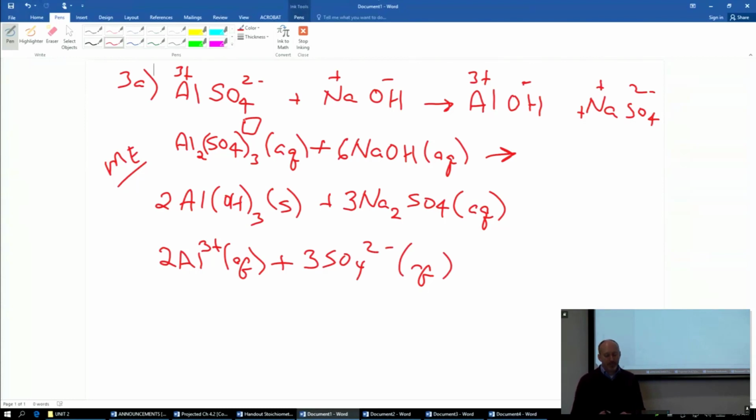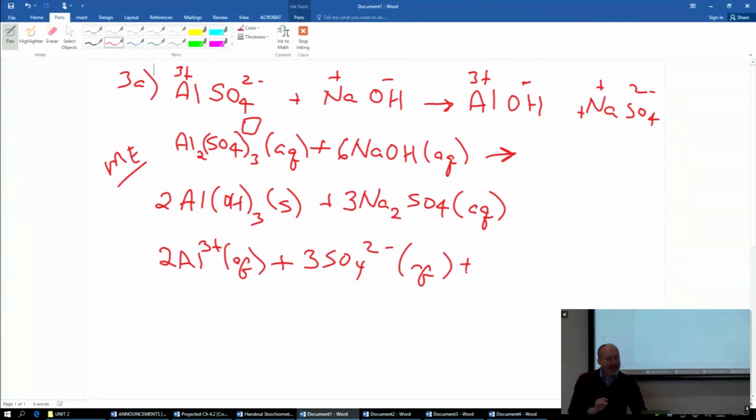Yes, ma'am? Why is it becoming a coefficient, not a subscript? When the pieces break up, they move away from each other. So the sulfate, there were 3 of those surrounding that aluminum, and when I put them in water, they all just disperse. And so that's why the subscripts become coefficients, because these guys do not hang out together in aqueous solution. All right, let's break up the next piece.